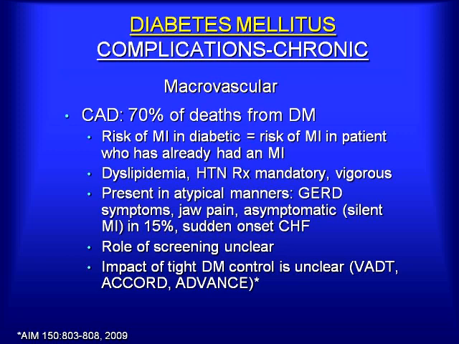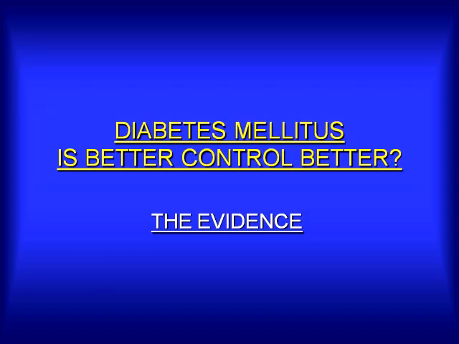Now, the impact of tight control of diabetes is unclear, as I'll show you, when it relates to macrovascular disease. That leads to the issue I've been raising throughout all of this: we want to control diabetes and prevent this from happening, but what is the evidence that, as it relates to macrovascular disease, better control is better? And this is an interesting history lesson.